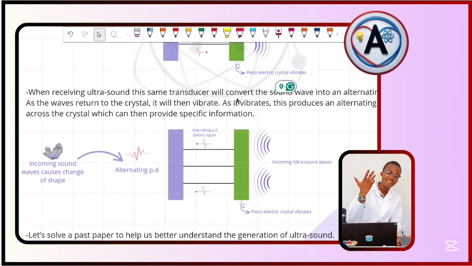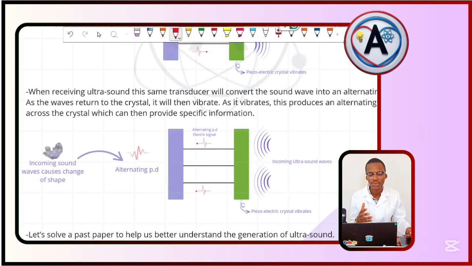We're now receiving this ultrasound. The same transducer will vibrate, right? As ultrasound comes, my eardrum will vibrate when sound is incident on it. The same can happen to this crystal. It's going to vibrate because there are incoming ultrasound waves. Because of that, it's going to create an alternating electrical signal. So an electrical signal is going to go to your computer, and the incoming sound can also be diagnosed.